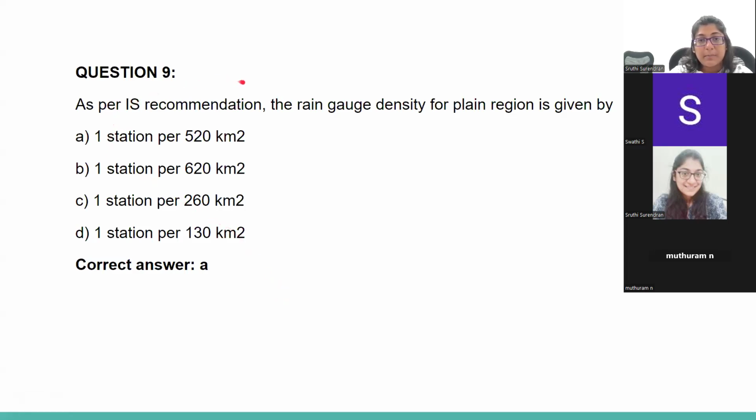So here, as per IS recommendation, the rain gauge density for a plain region is given as one station per 520 kilometers square. This value is for regions with average elevation of 1000 meter, and this one station per 130 kilometers square is for hilly and heavy rainfall regions.